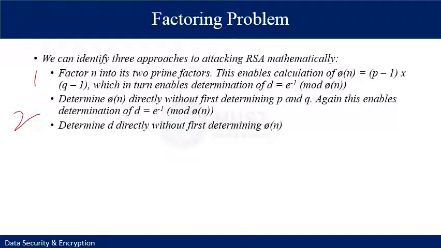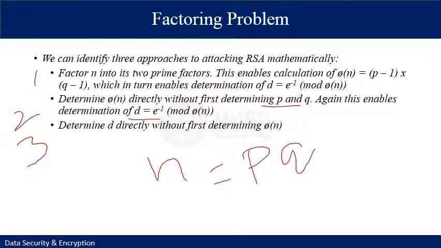The second approach is to determine the Euler function directly without first determining p and q. Again, this enables the determination of the decryption key. And third, determine d directly without determining the Euler function. So most of the discussion of attacks on RSA has focused on the task of factoring the number n into its two primes p and q.